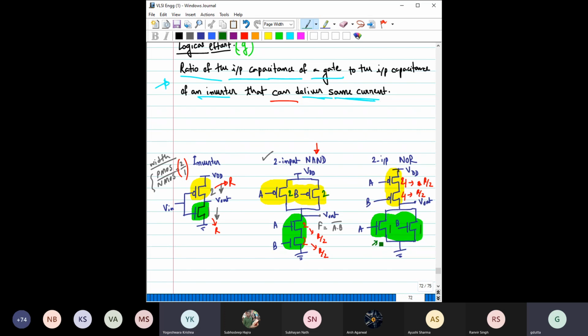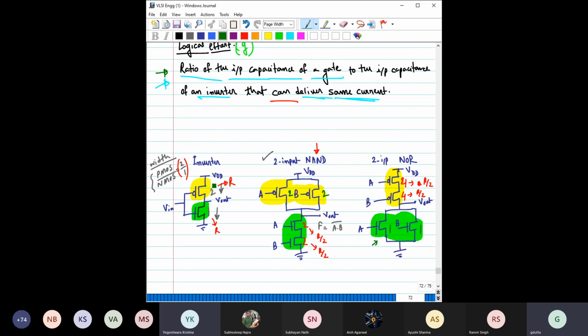Please check, is this part clear to you or not? Right? Okay. Now let us again come back to whatever we have studied here. What is logical effort? How do you find it? Logical effort is the ratio of the input capacitance of a gate to the input capacitance of an inverter that can deliver the same current, right?